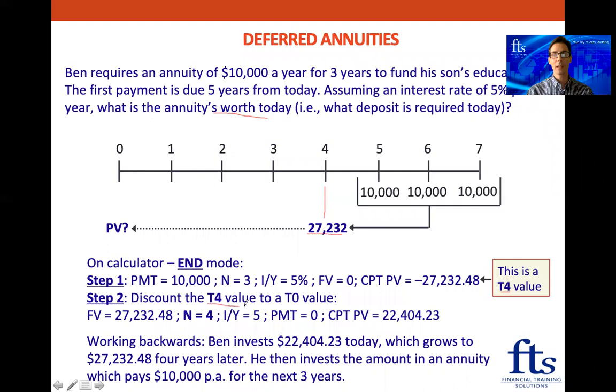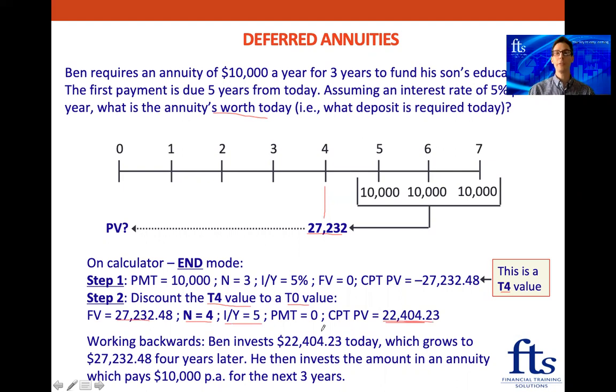We need to discount this T4 value to a T0 value. In other words, put it into today's money. So that's going to be our future value. And we've got to discount it back these 4 periods here at our 5% rate. And that is the right answer.